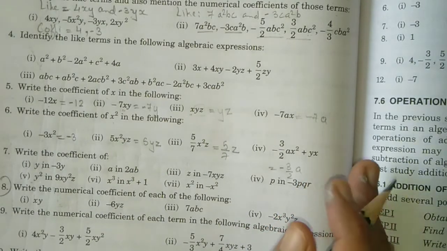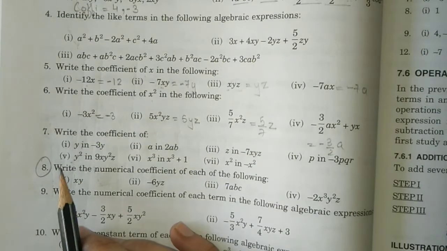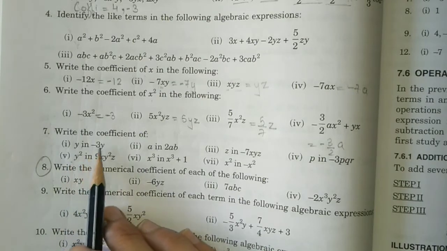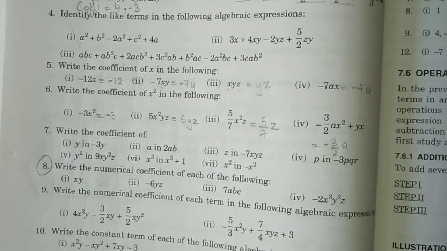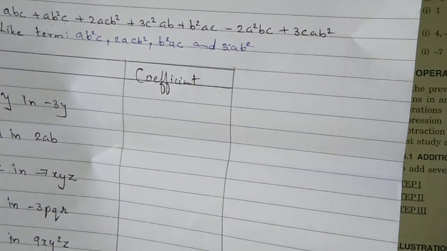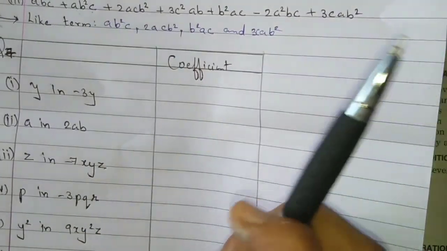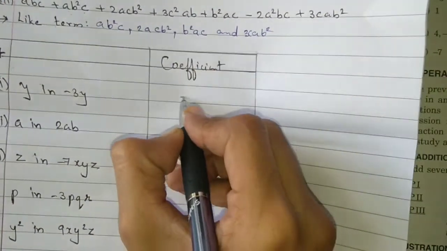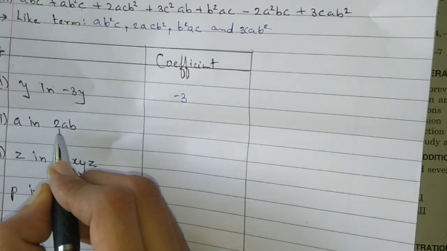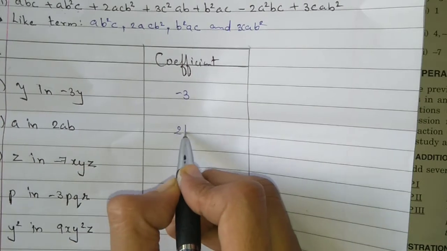Okay, now question number 7, we have to write the coefficient of y in minus 3y. Okay, the coefficient of y in minus 3y. The question is also given and we have to write the answer. So here the coefficient of y in minus 3y is minus 3. In ab, we have to write only b.